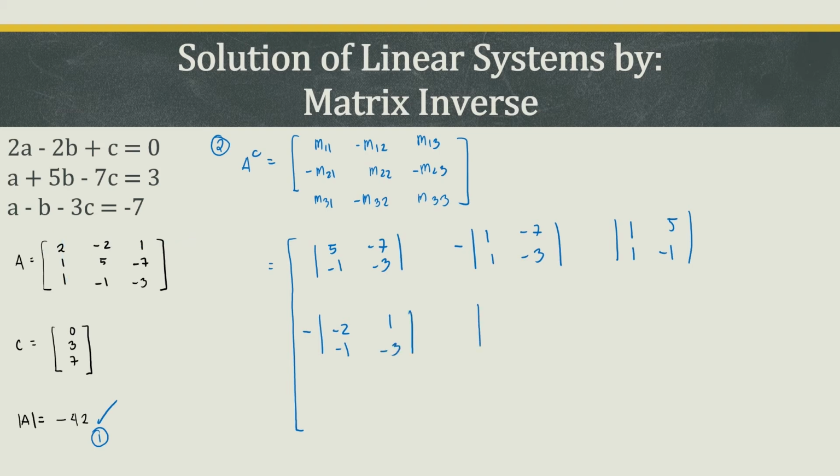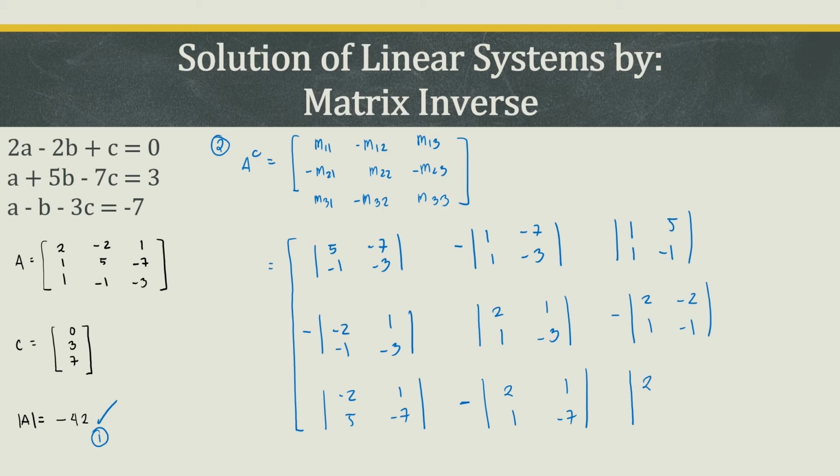Then this is 2, 1, 1, -3. And this is 2, 1, -2, -1. And this is -2, 5, 1, -7. This is 2, 1, 1, -7. Don't forget the negative value. And then 2, 1, -2, 5.